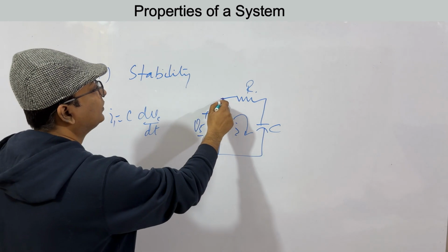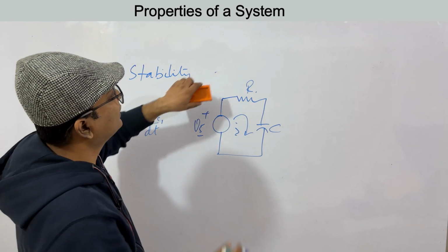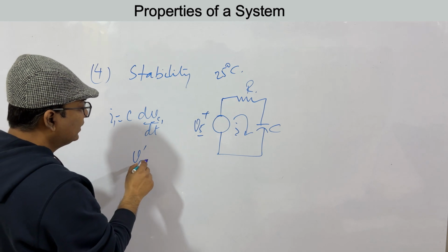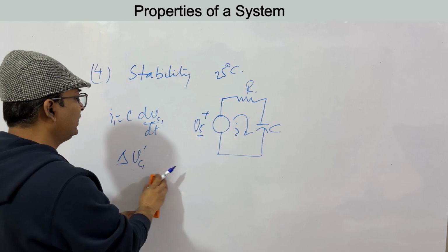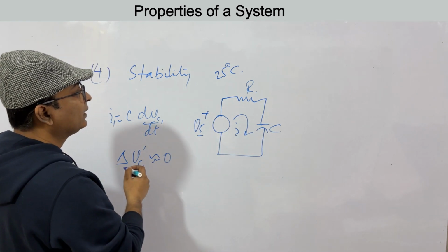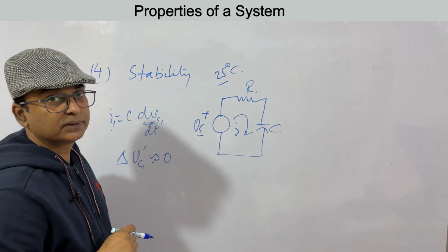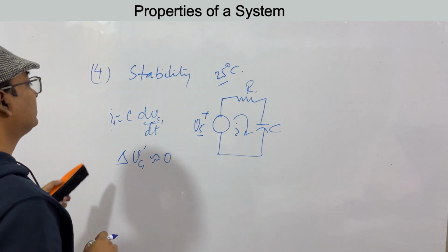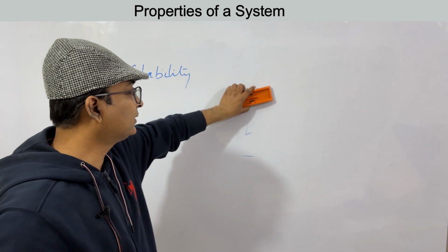What I am trying to say is, if today's temperature is 20 degrees Celsius and you have Vc1 for this, tomorrow if the temperature is 25 degrees Celsius, the change in Vc should be approximately equal to 0, a very low quantity. It should not be very high. For example, for I1, if this was 1 volt at 25 degrees Celsius, then at 20 degrees Celsius for I1, it should not go to 100 amperes. It should be 1.1 or 1.05 amperes. So that is the meaning of stability. It should be stable with respect to time, with respect to temperature, and with respect to other parameters surrounding the system.